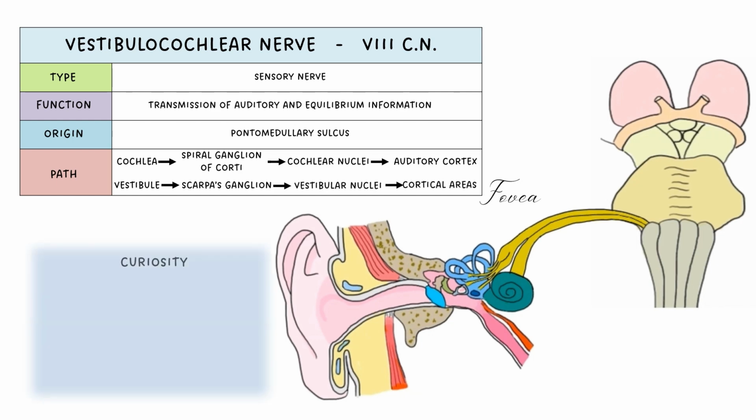Even though it is defined as a single cranial nerve, it actually consists of two components that originate as separate nerves and only join when they pass through the internal acoustic meatus of the temporal bone. But they separate again at the brainstem to transmit information to their respective nuclei.